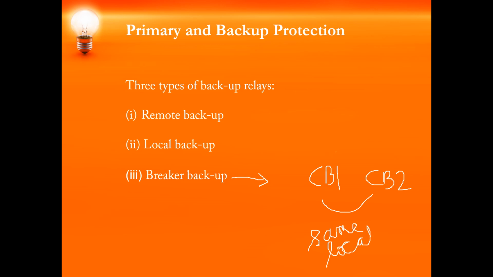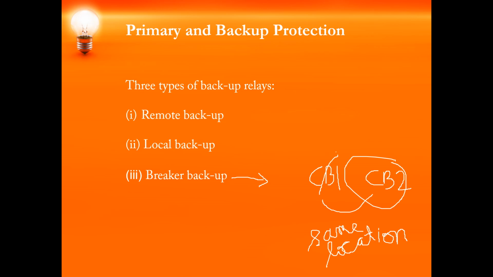So summarizing all three: remote backup, you will have two different protection systems. That means I have two different circuit breakers, both placed in different locations. Local backup, I will have only one circuit breaker, and for that circuit breaker, I will have two relays, that means two trip coils. So if one relay fails, the other relay will operate so that the same circuit breaker is going to trip. The last one is breaker backup, where you will have two different circuit breakers but at the same location. So if one circuit breaker fails to operate, circuit breaker 2 is going to operate. That is the backup protection.